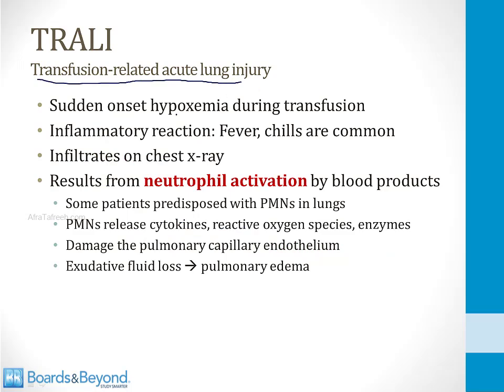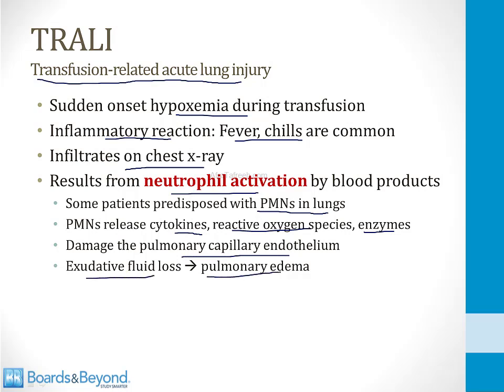TRALI is transfusion-related acute lung injury. This is the sudden onset of hypoxemia during transfusion. It is an inflammatory reaction in the lungs. Fever and chills are common. If you perform an X-ray, you will see infiltrates on the chest X-ray. And this results from neutrophil activation by blood products. Some patients, for reasons that are not entirely understood, are predisposed with neutrophils in their lungs. The neutrophils release cytokines and reactive oxygen species and enzymes when exposed to the blood product. These damage the pulmonary capillary endothelium and lead to exudative fluid loss and pulmonary edema. That's what generates the infiltrates on chest X-ray.